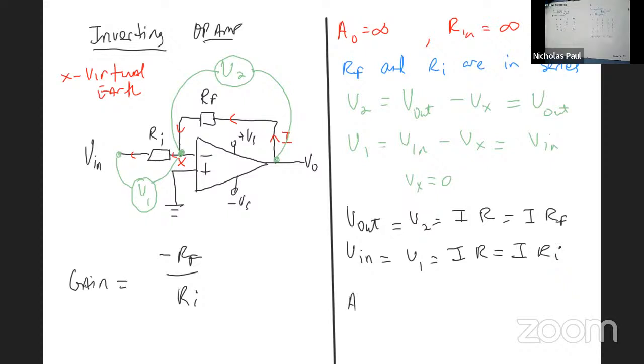And we said that the gain is equal to V out over Vn, right? So that will be I RF all over I Ri. The I's cancel, so you will get RF on Ri. Where does the minus sign come from? The formula is minus RF on Ri. Where does that minus sign come from?